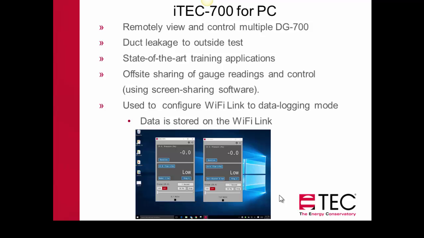You also use the iTEC 700 for PC software when you're configuring the Wi-Fi link to data logging mode. Data can be stored on that Wi-Fi link. There's memory on it, so you can take advantage of that and do some long-term pressure logging. You might be trying to troubleshoot problems in a house, with an HVAC system, where you can monitor when that comes on and off. Just leave it there for a week and see how often it cycles. Just put a probe in either the supply or return, or both if you want to.